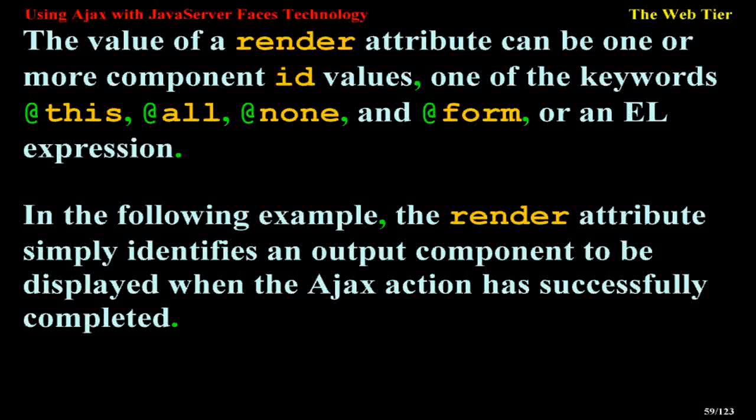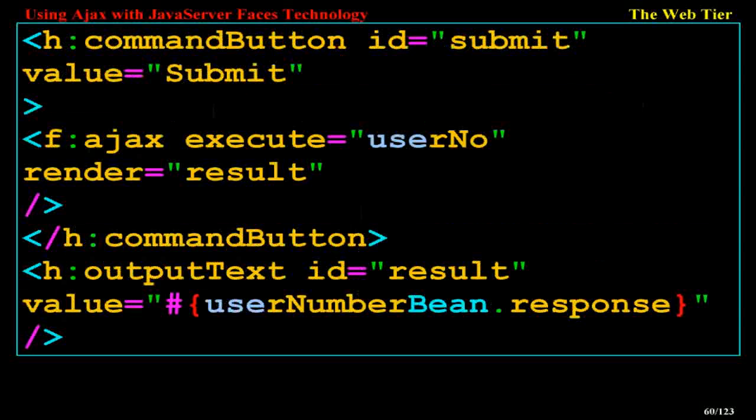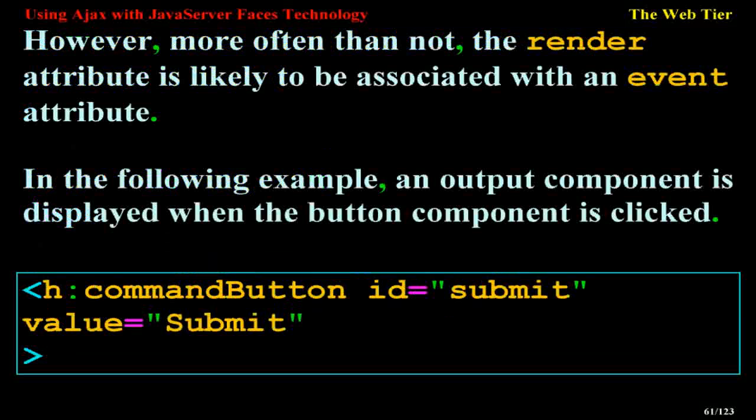In the following example, the render attribute simply identifies an output component to be displayed when the Ajax action has successfully completed. h:commandButton id="submit" value="Submit", f:ajax execute="userNo" render="result", /h:commandButton, h:outputText id="result" value="#{userNumberBean.response}". However, more often than not, the render attribute is likely to be associated with an event attribute.